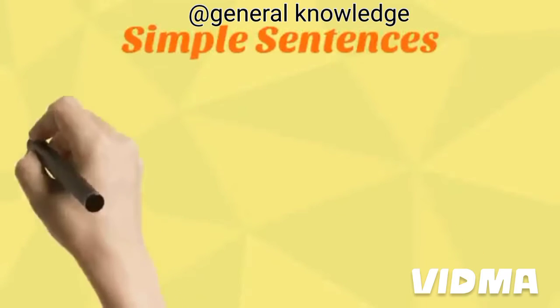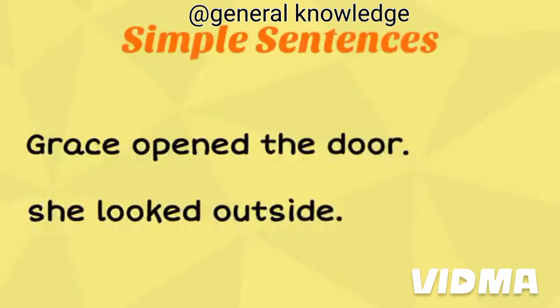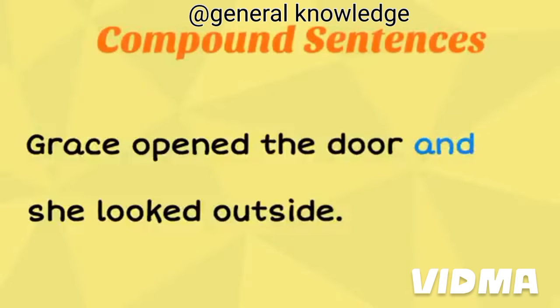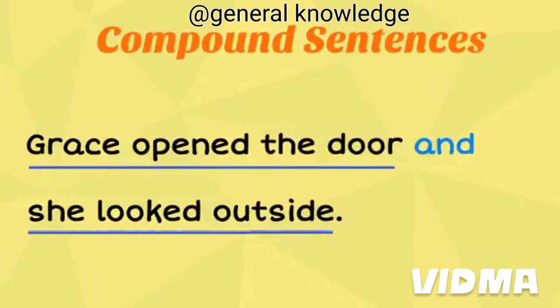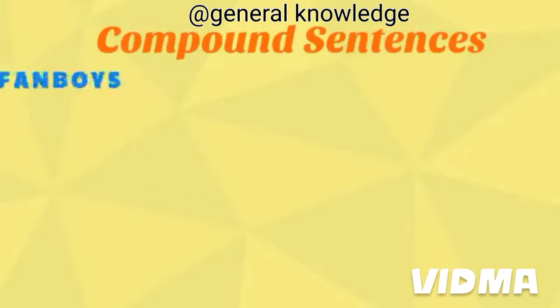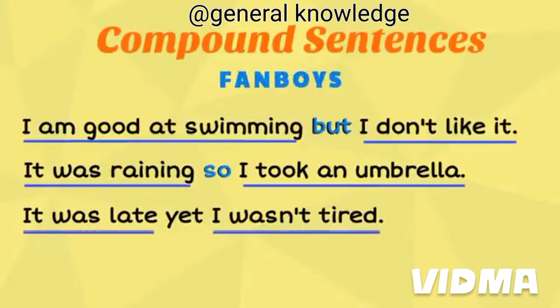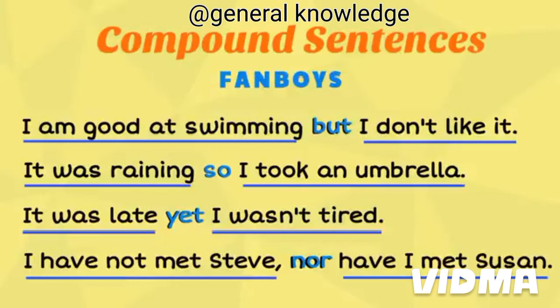Here are two simple sentences. Grace opened the door. She looked outside. Let's join them using the coordinating conjunction and. We have created a compound sentence. Grace opened the door and she looked outside. The sentence has two independent clauses. That is, both clauses are a completed thought with a subject and a verb. Here are some other compound sentences. They each have more than one independent clause and are joined by a coordinating conjunction.